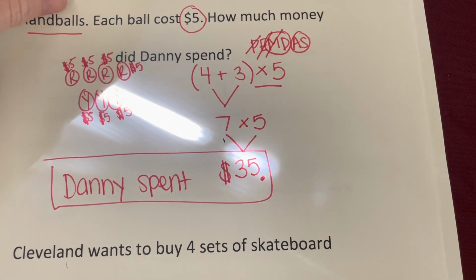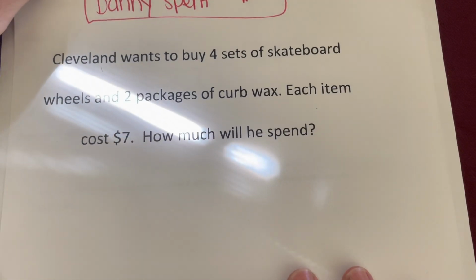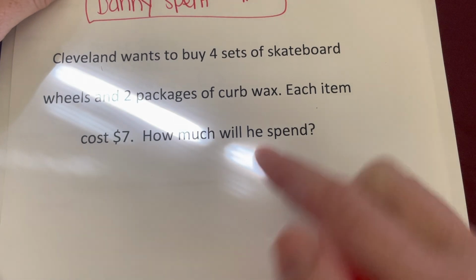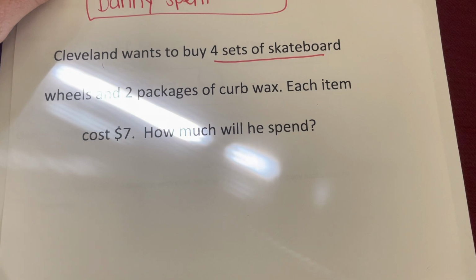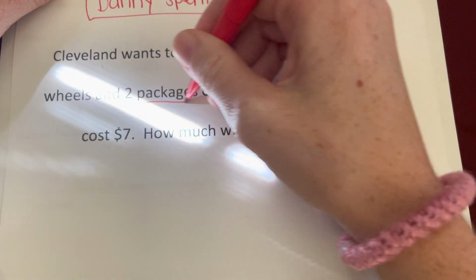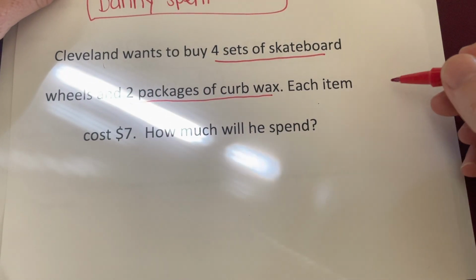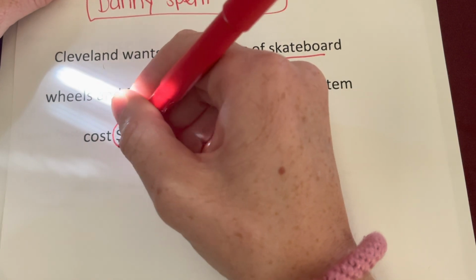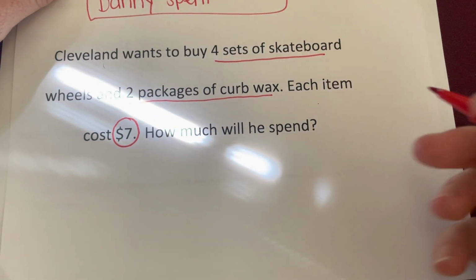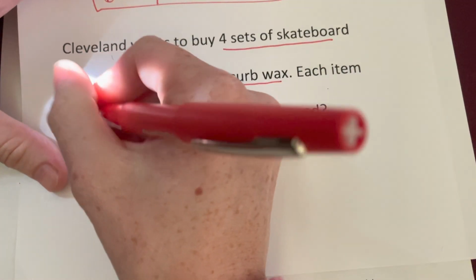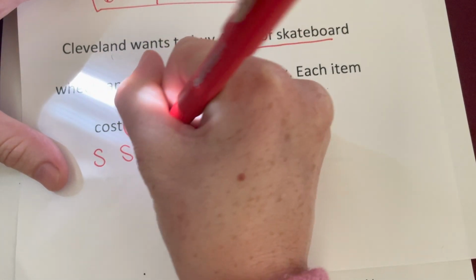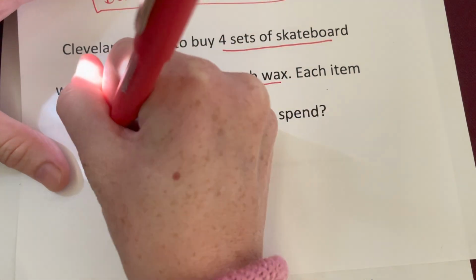Okay, our next example, I still have a red pen. It says Cleveland wants to buy 4 sets of skateboard wheels, and I'm just going to underline that right now, and 2 packages of curb wax. Each item costs $7. So again, each of those has the same cost of $7. How much will he spend? So here's a skateboard wheel. Here's a skateboard wheel set. I have 4 of them.